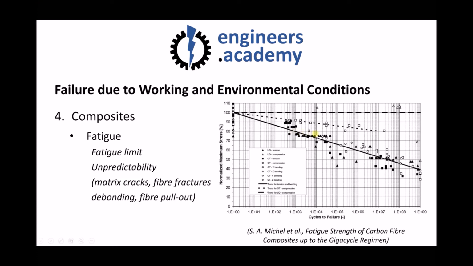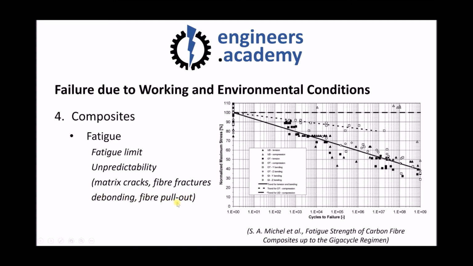Now the reason for this unpredictability is that there's more than one way that carbon fibre reinforced composites can fail. And we see some different examples there. We can get cracks within the matrix itself. We can get individual fibres fracturing. We can get debonding, which is essentially where the polymer resin detaches from the fibres, or vice versa. And we can also get fibre pullout, which is a result of debonding, where the fibres actually separate themselves from the composite matrix.